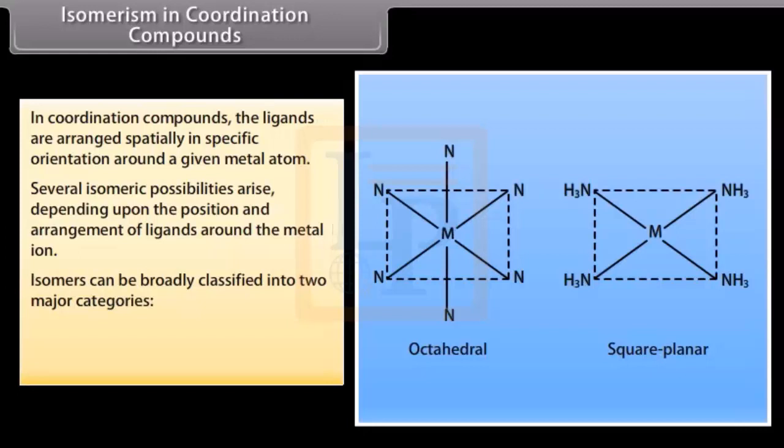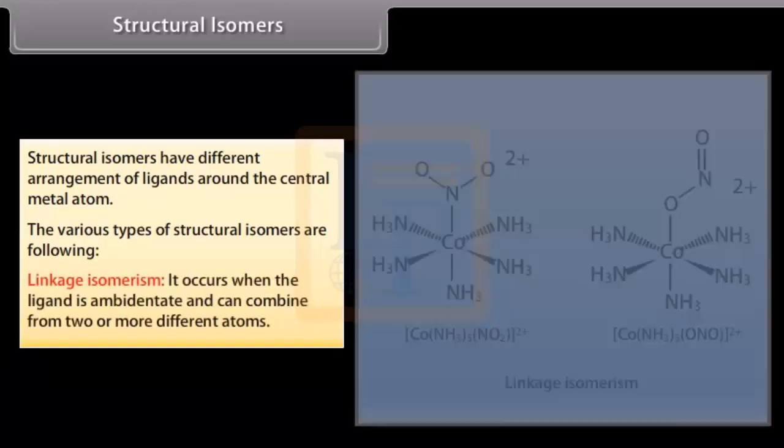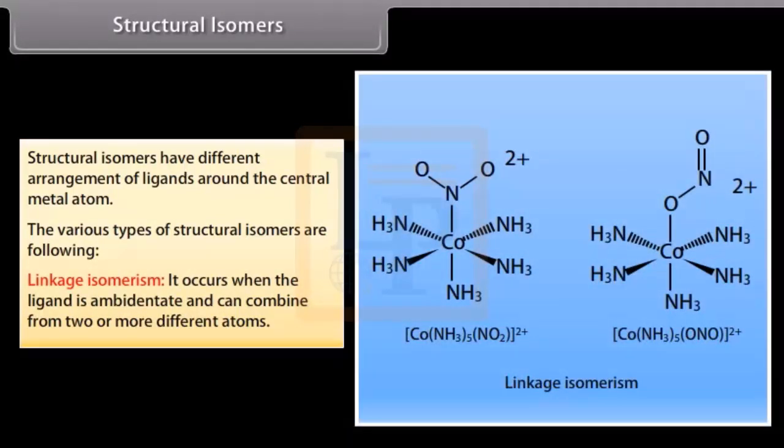Isomers can be broadly classified into two major categories: structural isomers and stereoisomers. Structural isomers. Structural isomers have different arrangement of ligands around the central metal atom. The various types of structural isomers are following. Linkage isomerism. It occurs when the ligand is ambidentate and can combine from two or more different atoms.